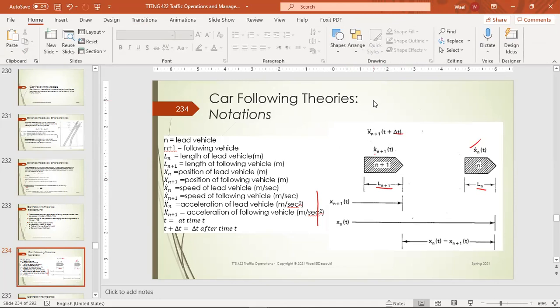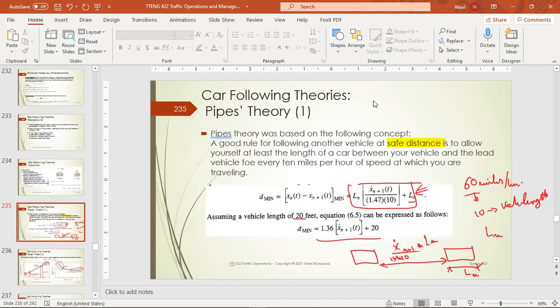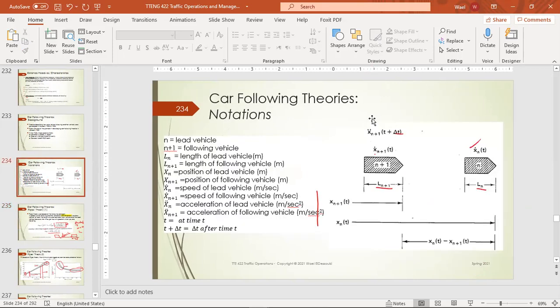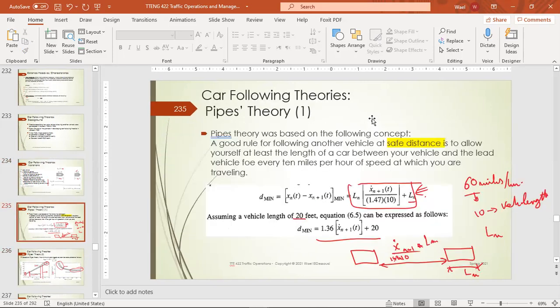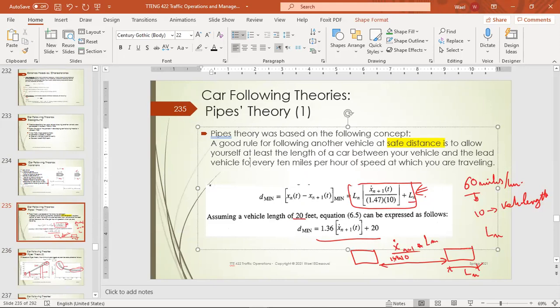Then we moved on to Pipes' theory. Pipes' theory was basically based around the concept of safe distance, and the driver of the following vehicle usually leaves a safe distance to allow for himself or herself to stop the vehicle if there's something happening. So here it says that the following vehicle leaves for every 10 miles, it leaves a vehicle length.